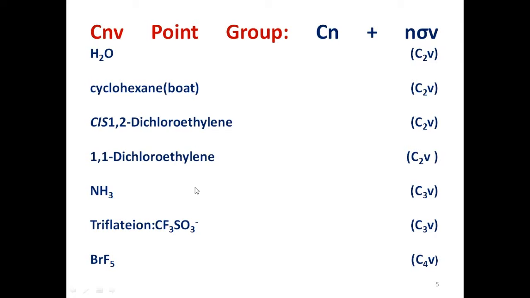So the molecules which I will cover in this particular lecture: the water molecule, which has the C2V point group. Cyclohexane boat form is also having this C2V. Similarly, cis-1,2-dichloroethylene is also having the C2V. 1,1-dichloroethylene is also having the C2V. And ammonia is having C3V. The triflate ion, CF3SO3 negative, is having C3V, and BrF5 with a square pyramidal structure is having the C4V. I will cover these molecules, right?